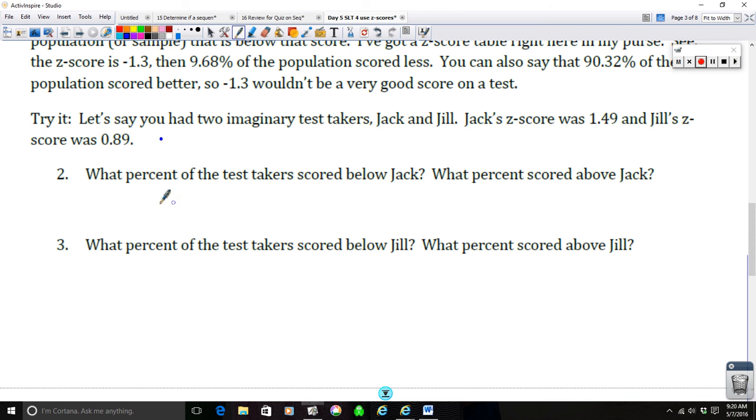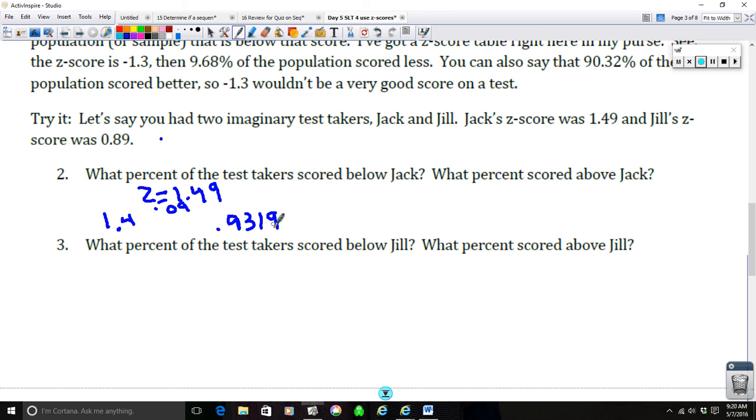So if we have a z-score for Jack of 1.49, there is a chart in your packet on pages 37 and 38. You can look up the 1.49 by going to the row that says 1.4 and the column that says 0.09. So you go across 1.4, and this is on the positive side, and go over to 0.09 and you get 0.9319.